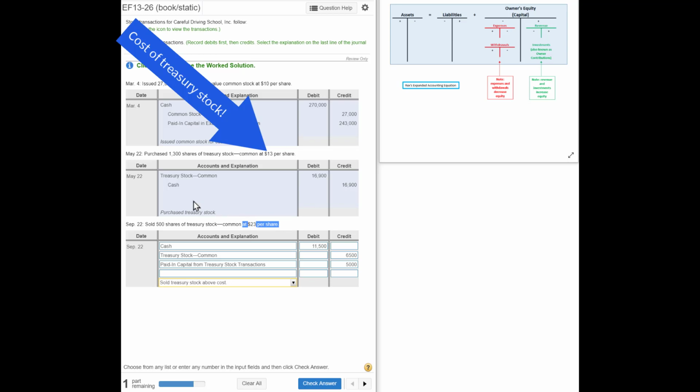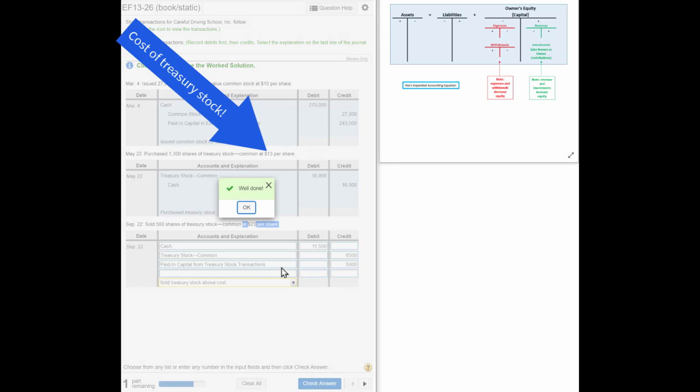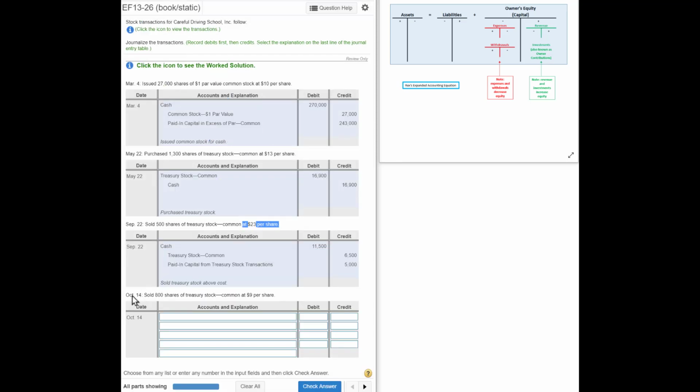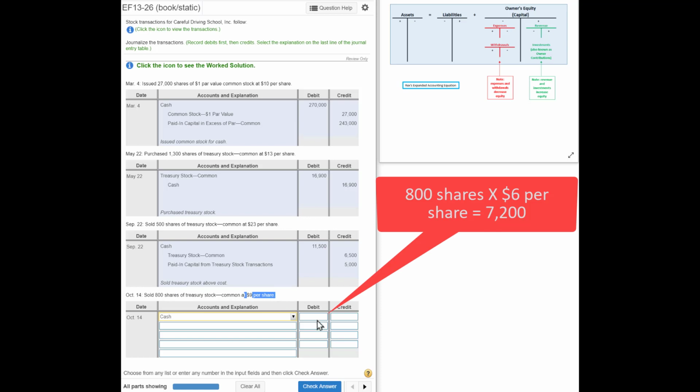Now if you notice the dates, May 22nd to September 22nd, that's a huge price move in just a few months. But then on October 14th, it looks like the stock price has tanked down to $9 per share. So we sold some more shares, 800, but this time only got $9 per share. Cash is going up since we're selling it, and it's 800 shares times $9 per share, which gives us $7,200.